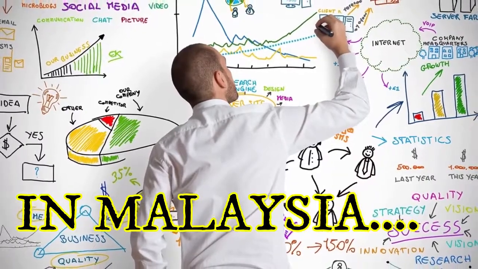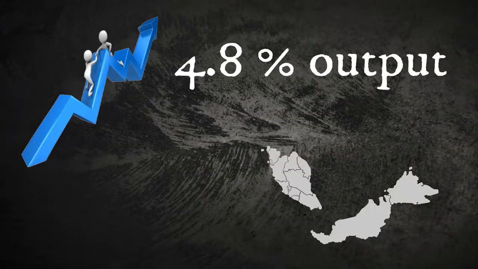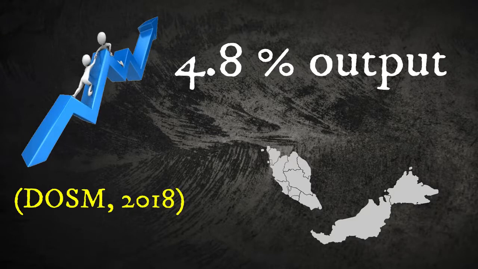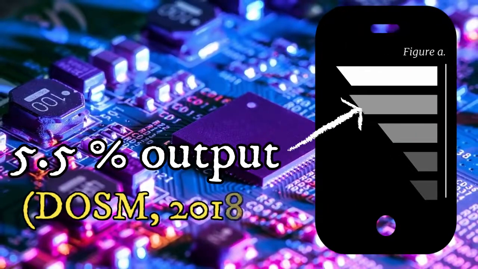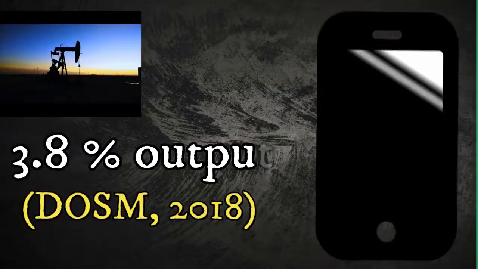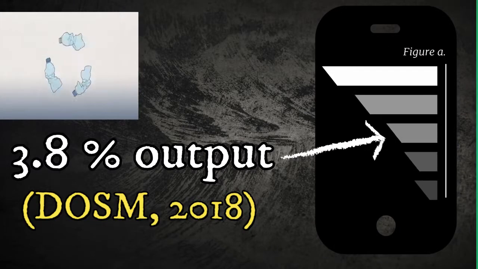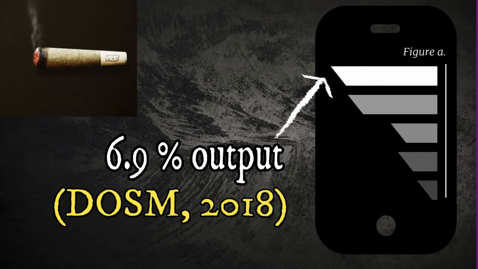The current statistics show that the manufacturing sector output increased by 4.8% in September 2018. The major subsectors were electrical and electronic equipment products, 5.5%, petroleum, chemical, rubber and plastic products, 3.8%, and food, beverages and tobacco products, 6.9%.